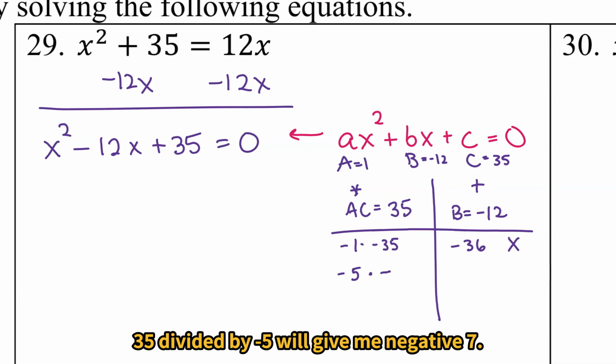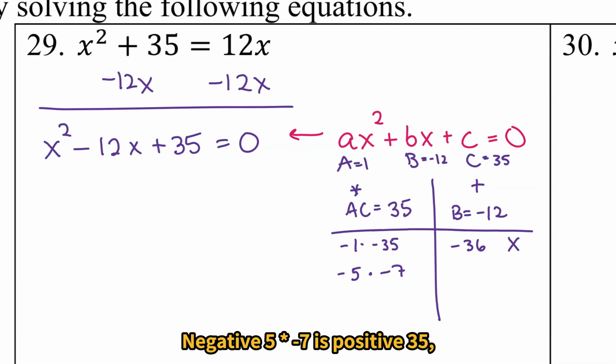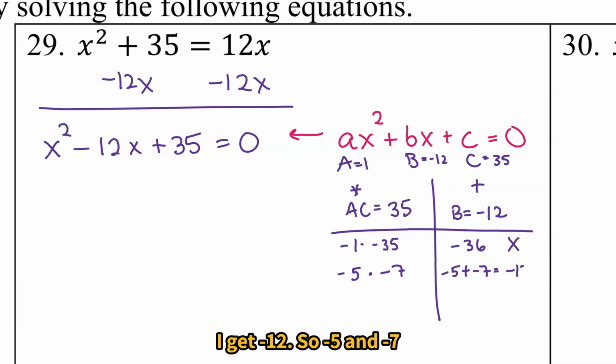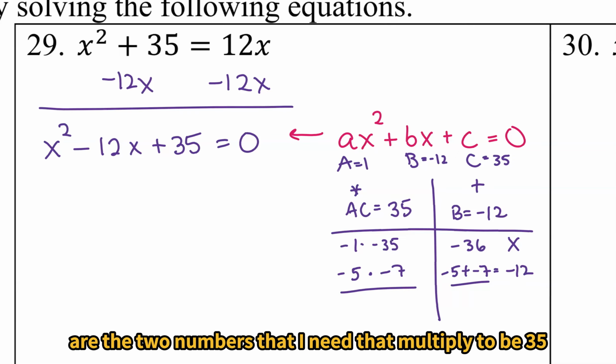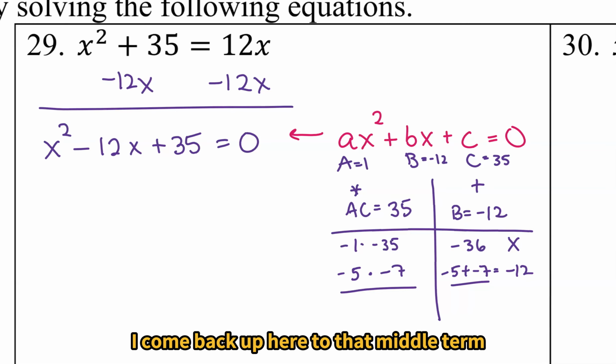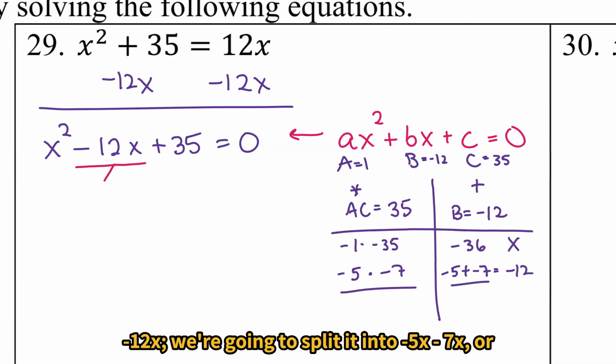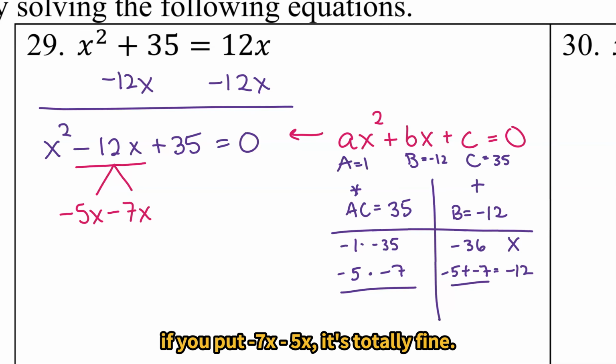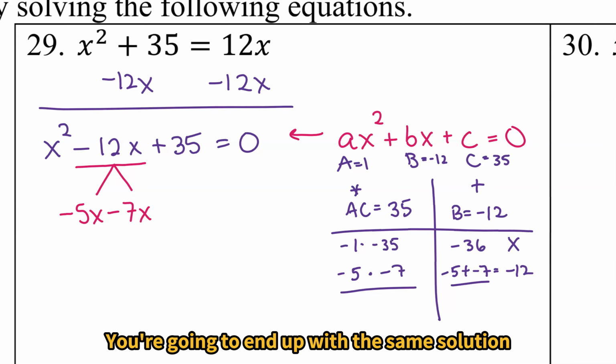35 divided by negative 5 will give me negative 7. Negative 5 times negative 7 is positive 35. And when I add them together, I get negative 12. So negative 5 and negative 7 are the two numbers that I need that multiply to be 35 and add to be negative 12. Once I find the two numbers, I come back up here to that middle term, negative 12x. We're going to split it into negative 5x minus 7x. Or if you put negative 7x minus 5x, it's totally fine. You're going to end up with the same solution at the end.